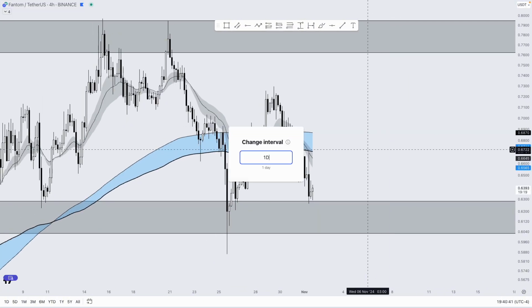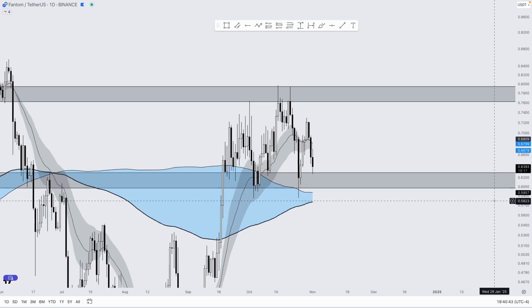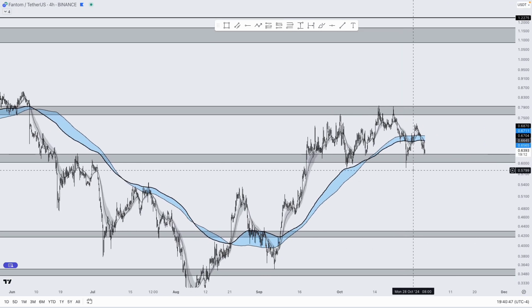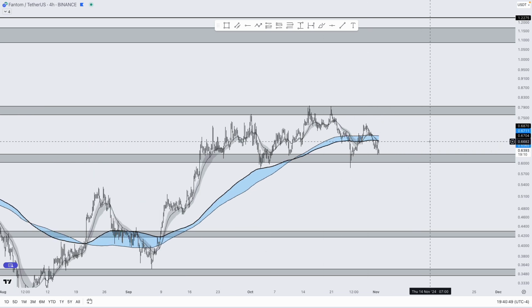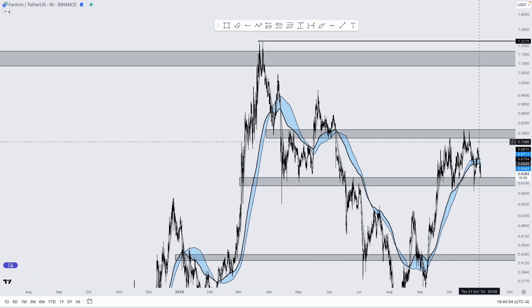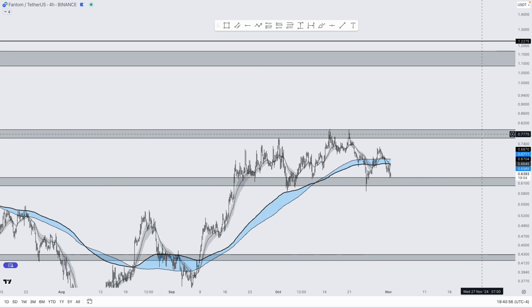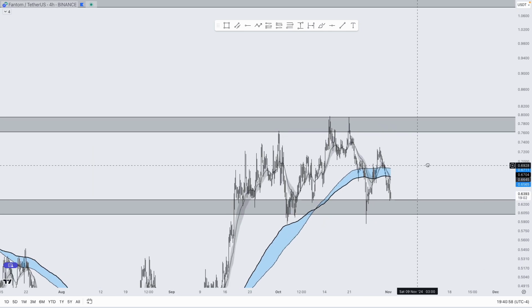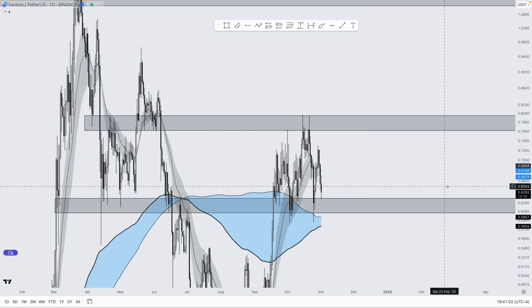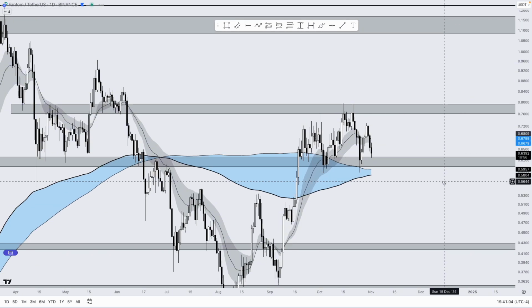All right, FTM, to be honest, was interesting, not too interesting anymore. 4-hour 200s, I was keeping an eye on. Kind of just range bound here, to be honest. Right against support, high time frame support, and high time frame resistance. So one of these is eventually going to break. You could look for just blindly bidding this support, but to be honest, not too interested in that.